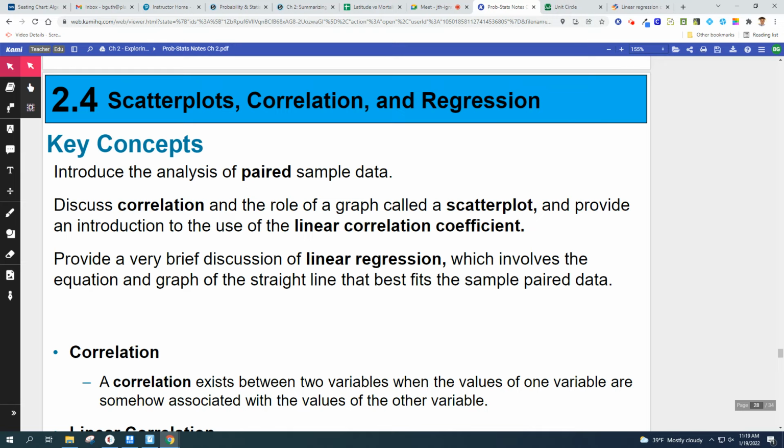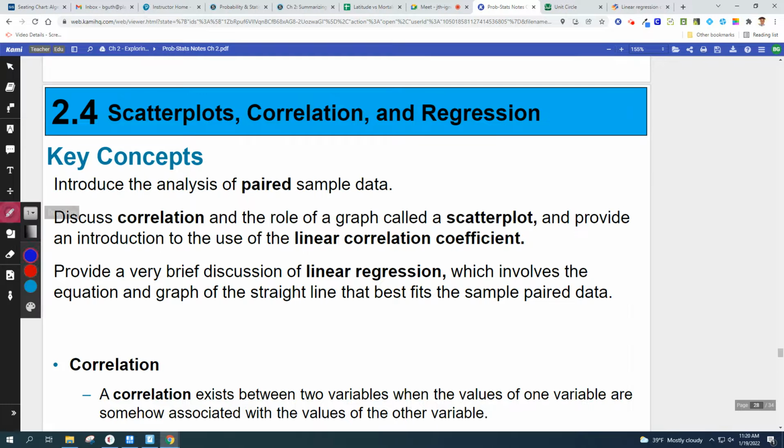2.4 is scatterplots, correlation, and regression. You maybe will remember linear regression from a previous class. It's kind of the same thing, but we're going to get more involved and more in detail with what some of the numbers represent. Key concepts.